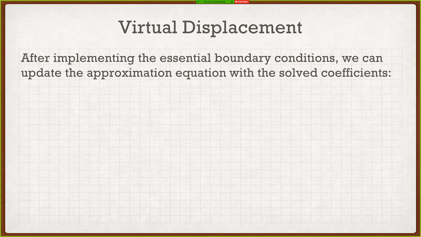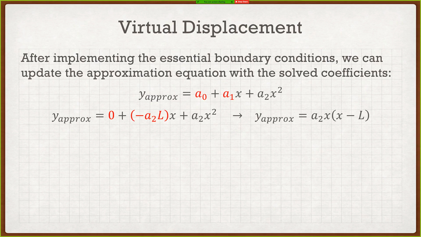After implementing the essential boundary conditions, we can update our approximation equation with the solved coefficients. What exactly does that mean? Remember that originally our approximation solution was a naught plus a1x plus a2x squared, but now we know what a naught and a1 are. Therefore, we can substitute them into the equation, and our new approximation solution becomes a2x multiplied by x minus L. Our only unknown left is a2, which is great.